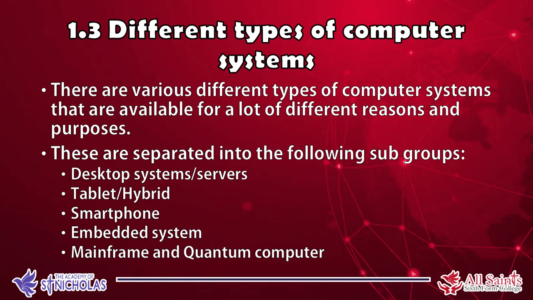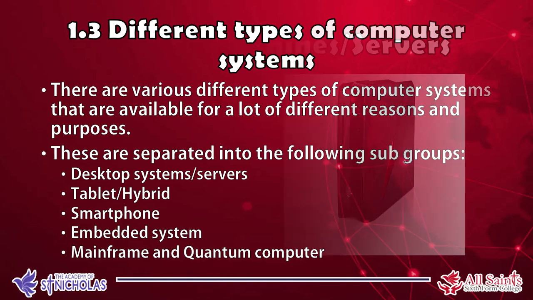Okay, types of computer systems. So there's loads of different ones. These could come from embedded systems such as, you know, microwaves, washing machines, or them kind of things. But at the moment, there is a lot of specifics in terms of desktop systems, tablets and hybrids, smartphones, embedded systems, and the last one, which is mainframe and quantum computers that you might not have ever heard before.